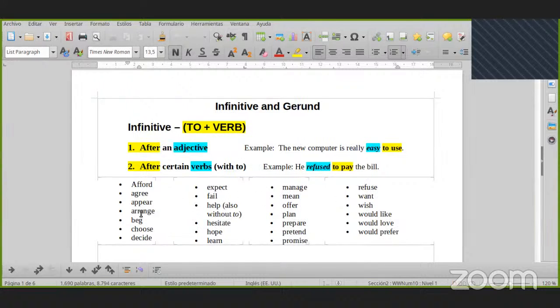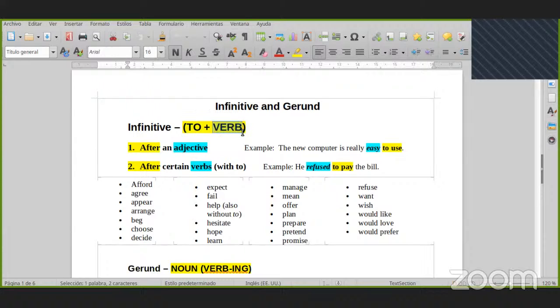We have these verbs that don't work with gerunds. These verbs are going to work just with infinitives. Infinitive is to plus the verb, okay? And this is the infinitive.